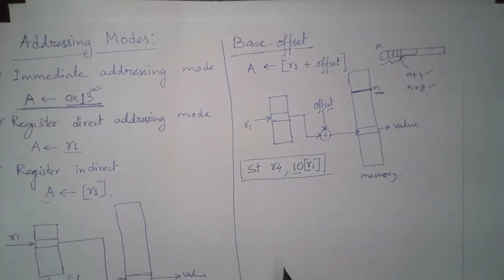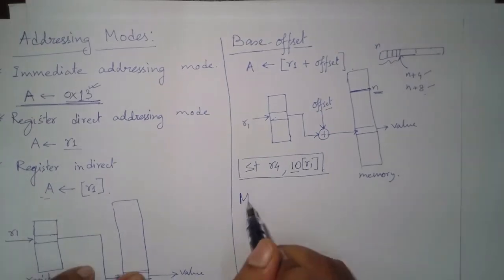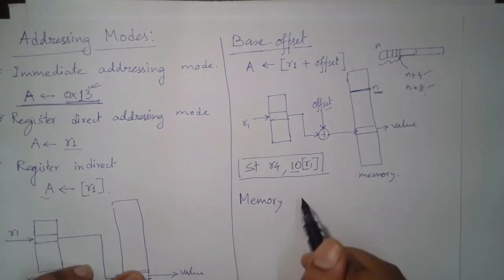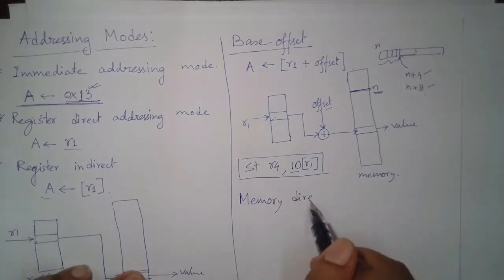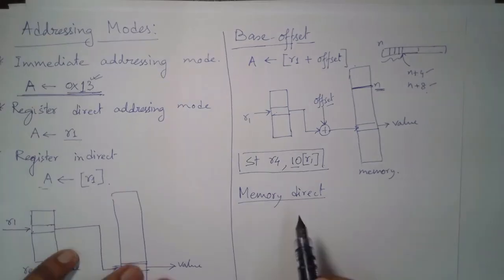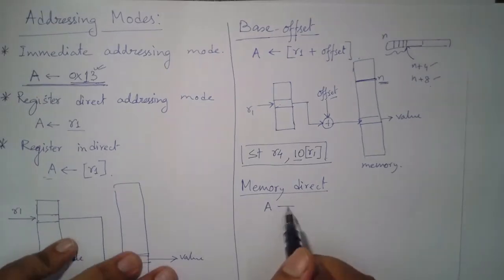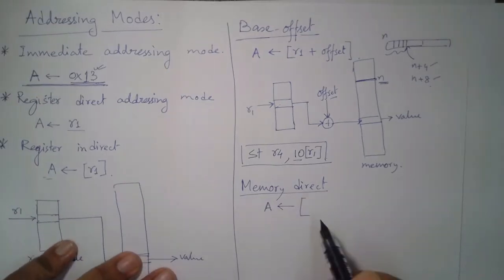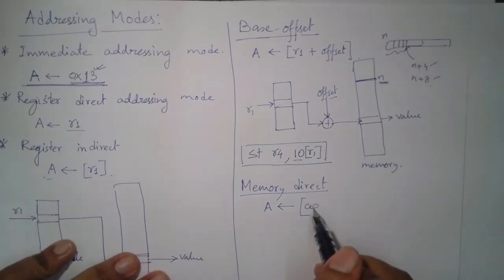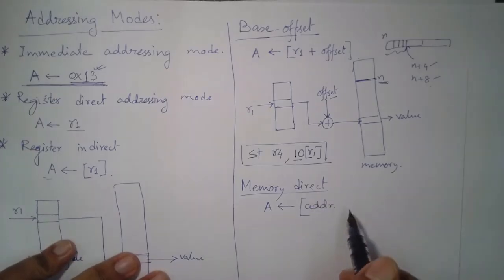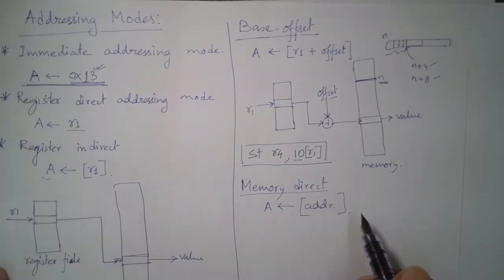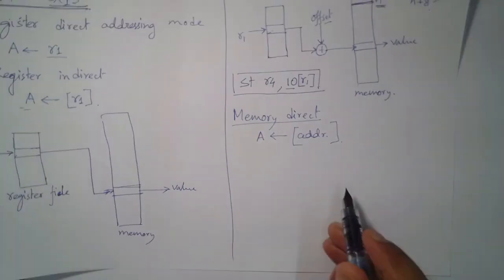Similarly, there are addressing modes like memory direct, where you specify the address directly. For example, let us say again I want to update A, and I specify the memory address itself. All right, so this is called memory direct.